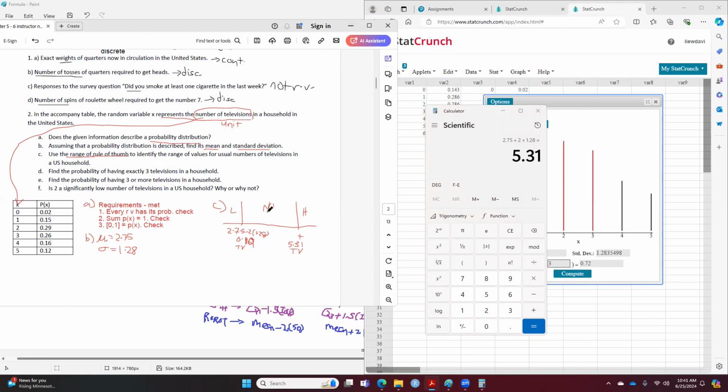That means that if you have 0 TVs, yes, it will be significantly low. If you have 1, 2, 3, 4, 5 TVs, it is not significantly low or high. It's normal. But if you have 6, 7, 8 TVs in your home or higher, that is significantly high, because this is telling us your range using the range rule of thumb. This is your cutoff point in this case. Anyone have any questions here with the range rule of thumb?